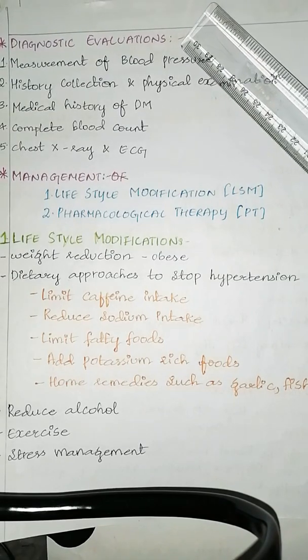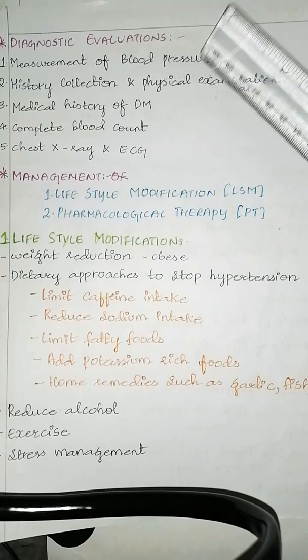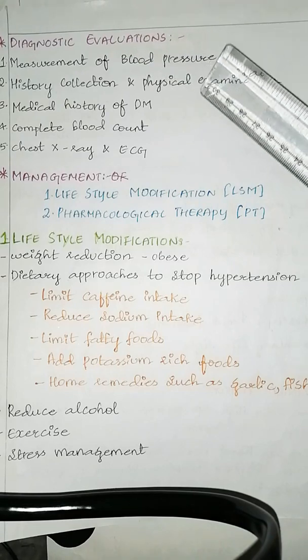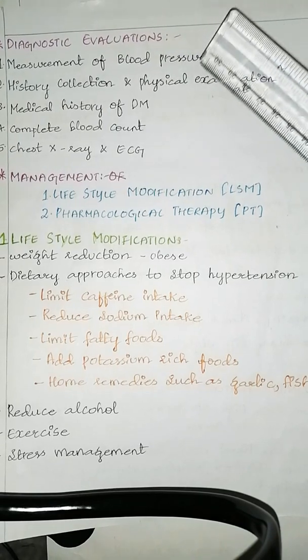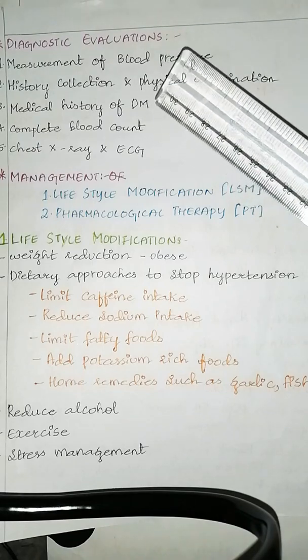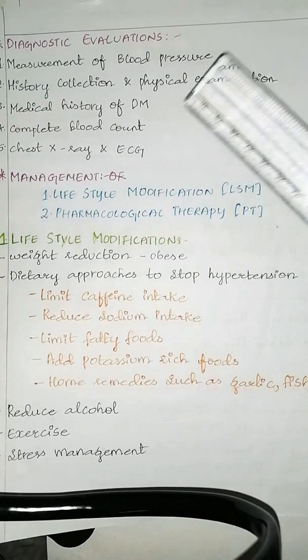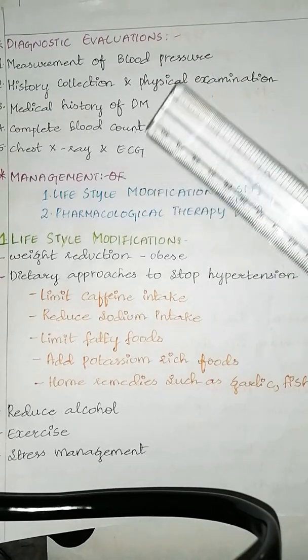Next is the diagnostic evaluation. The first step in the diagnostic evaluation is measurement of blood pressure. Next is the history collection and physical examination of the patient, including medical history of diabetes mellitus. Complete blood count, chest x-ray and ECG are required. Management of hypertension.